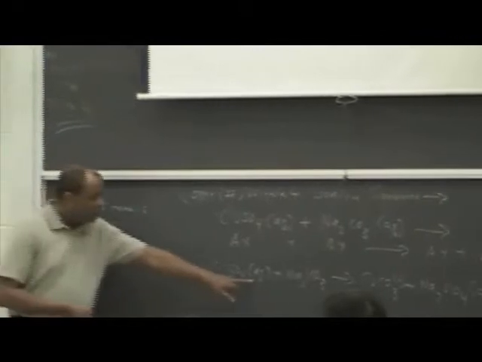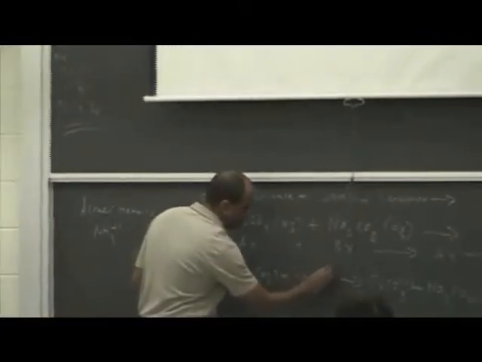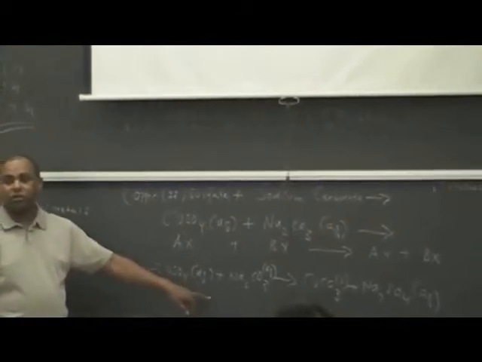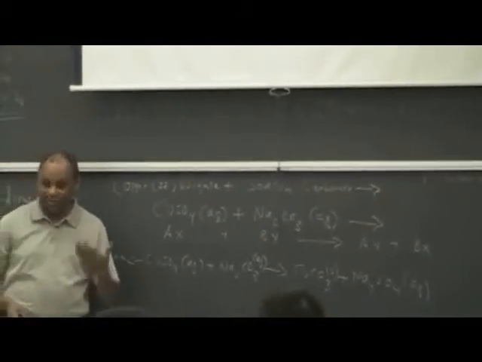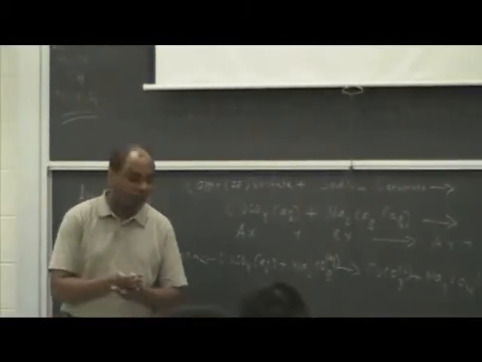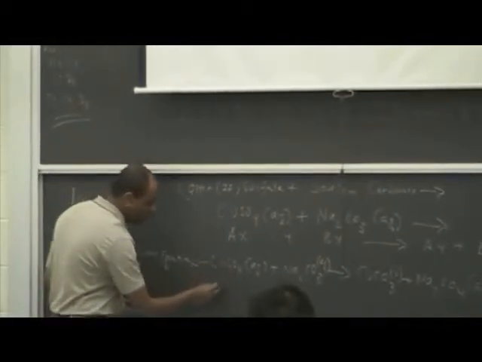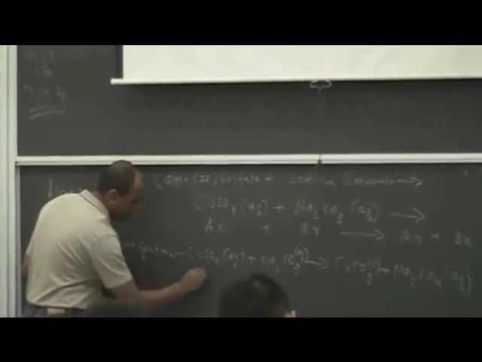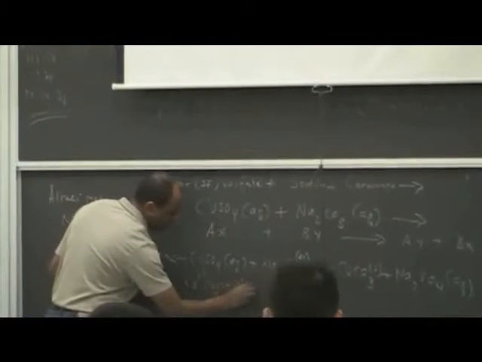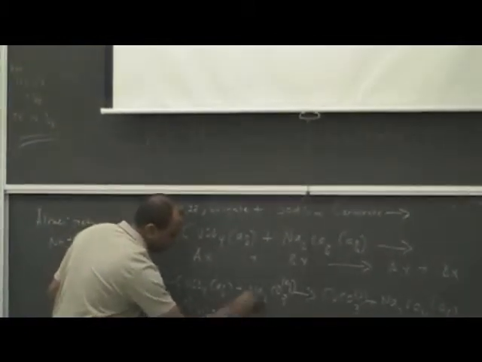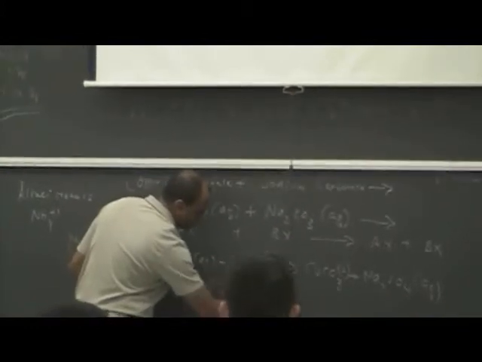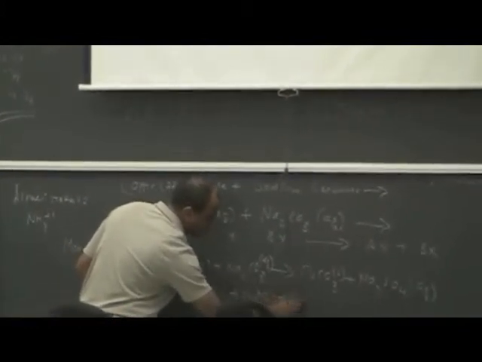Now, I'm going to write aqueous here. The reason it is important to write aqueous is that if it is aqueous, it has to be broken down into ions. In other words, if I say this is aqueous, this is going to be Cu2+ aqueous and SO4 2- aqueous, plus 2Na+ aqueous and CO3 2- aqueous.